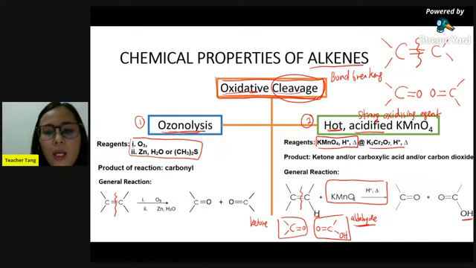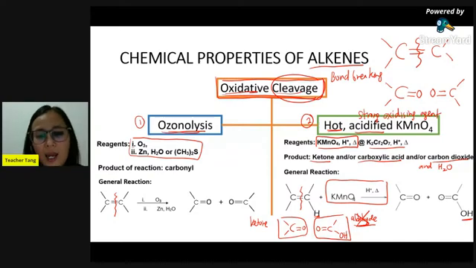That's why if hot acidified KMnO4 is used in oxidative cleavage, the products that you can get are ketone and carboxylic acid, or you can get carbon dioxide and water. I will explain in detail. For the time being, you need to remember, this reaction will not stop at aldehyde. It will further oxidize to carboxylic acid. And we are going to see this in detail in the alcohol and carbonyl chapters.